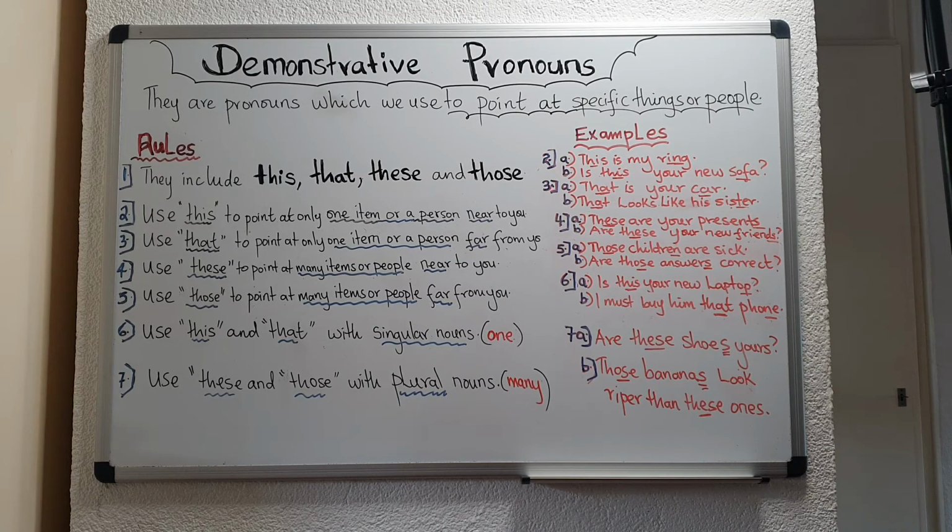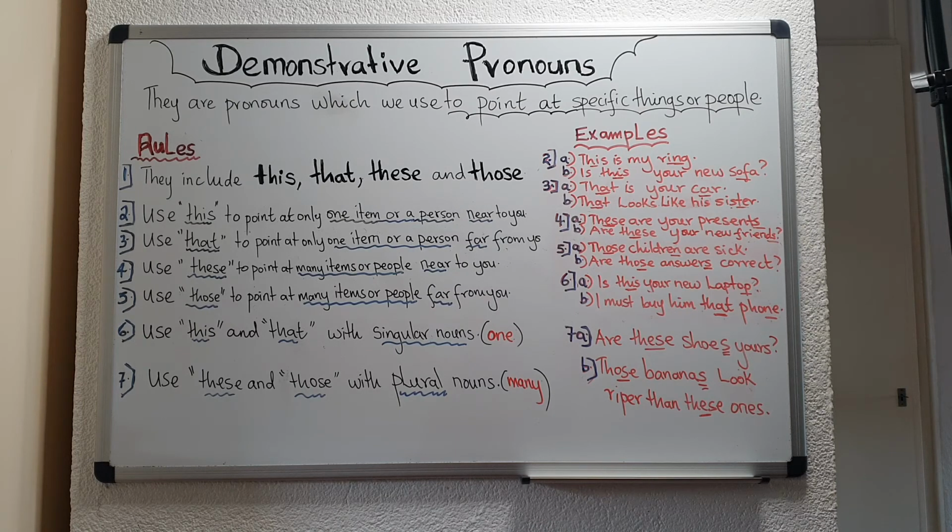So you can point at the phone at a distance and say, I must buy him that phone, that one. And maybe your friend will ask you, which one? Then you can point at it and say, that one there, that one, okay? So I must buy him that phone. So you're using that to point at the phone which is very far from you. But also you are using that because we're talking about one item, and that is the phone.